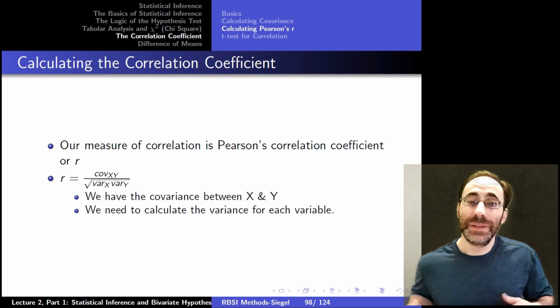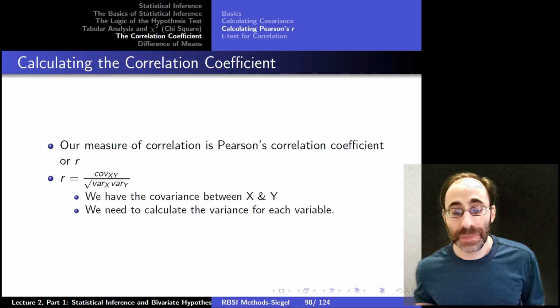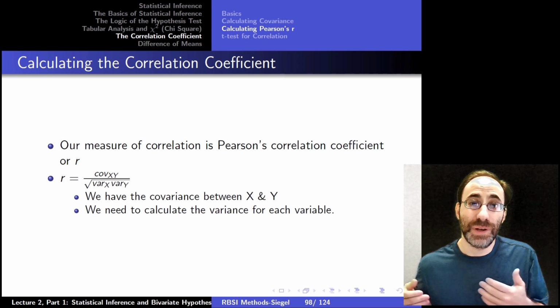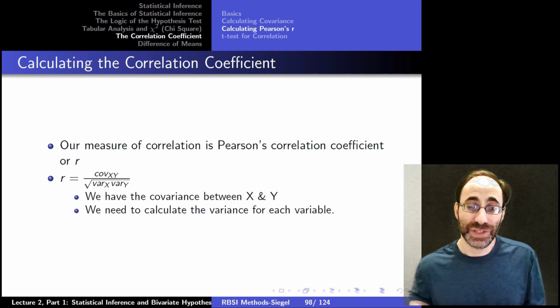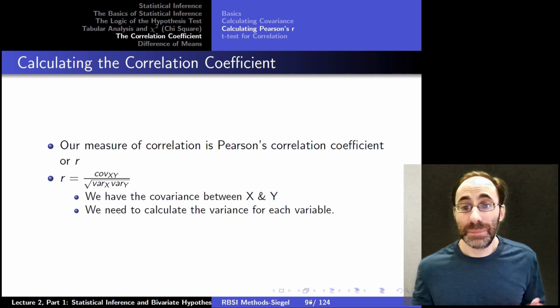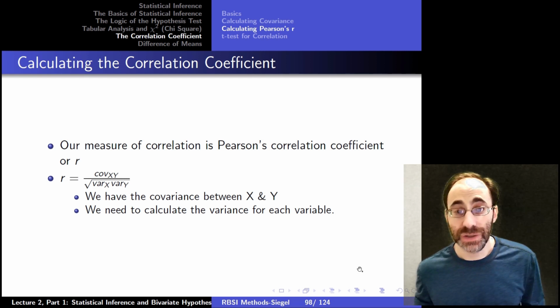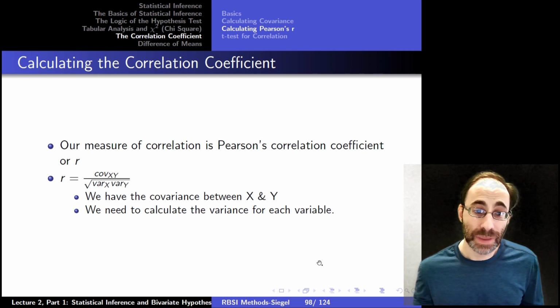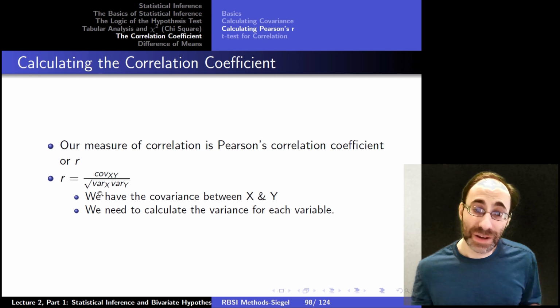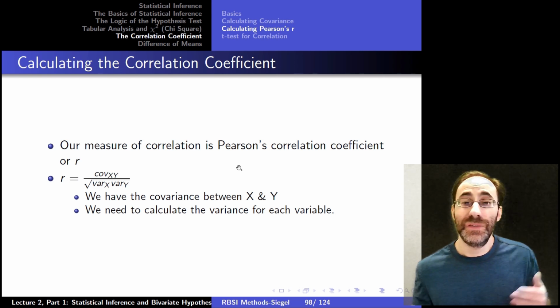Okay, now, how to calculate the correlation coefficient. It's pretty close to the covariance, but normalized based on the variance of each individual variable. So we use what's called Pearson's correlation coefficient, or r, lowercase r, and it's equal to the covariance we just calculated divided by the square root of the variance of x times the variance of y.